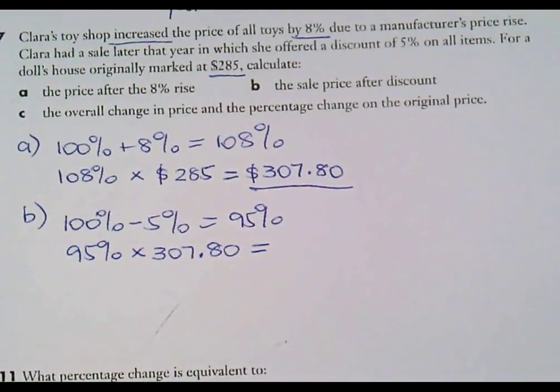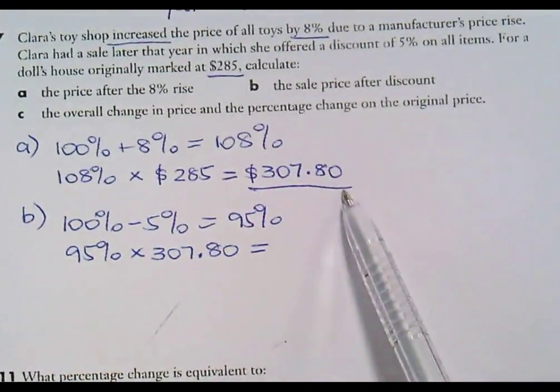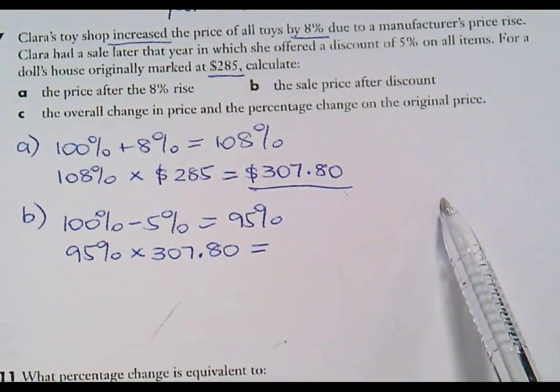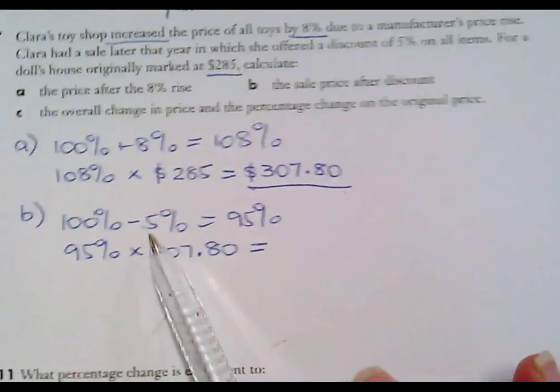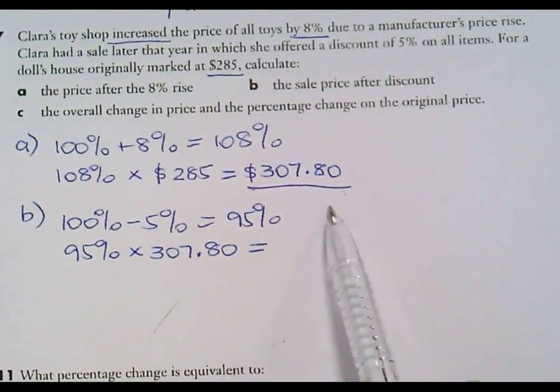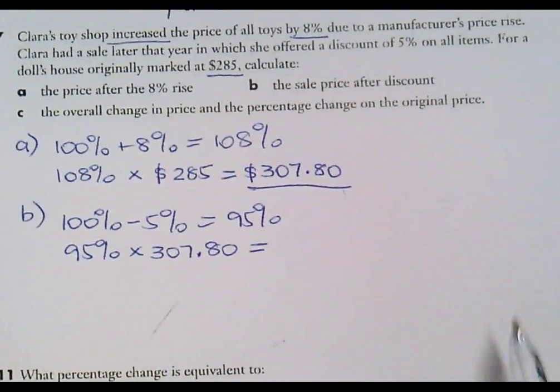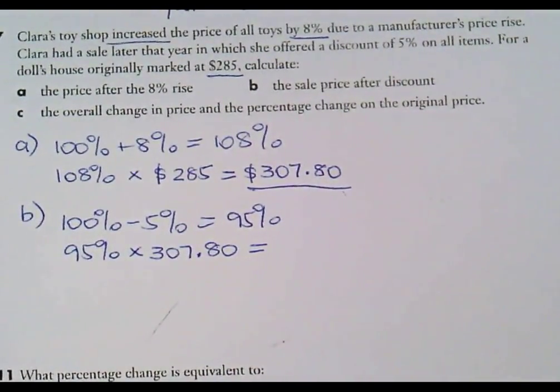Your alternative is to do 8% of the original one, add it on, get your price, then do 5% of that and then subtract it. But it's quicker to do 100 minus 5 is 95%. 95% of $307.80. Can I have an answer?